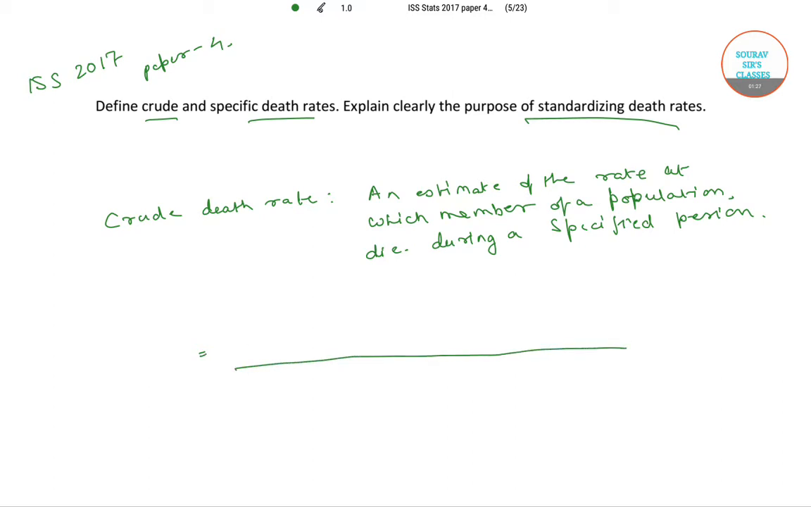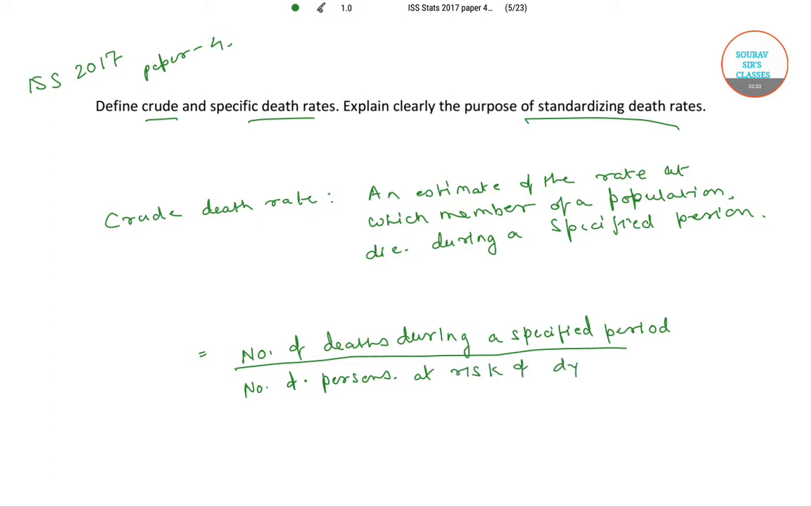It is generally expressed as the number of deaths during a specified period, divided by the number of persons at risk of dying during that period, times 10 raised to the power n.